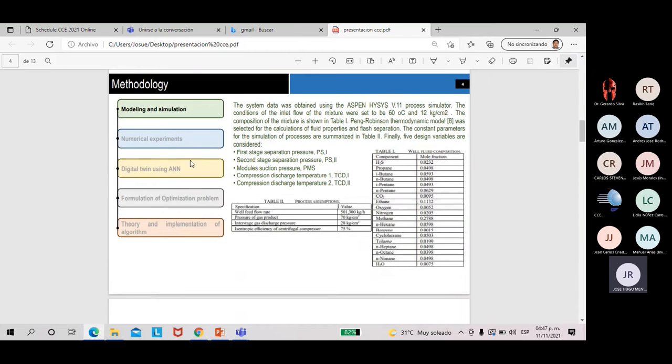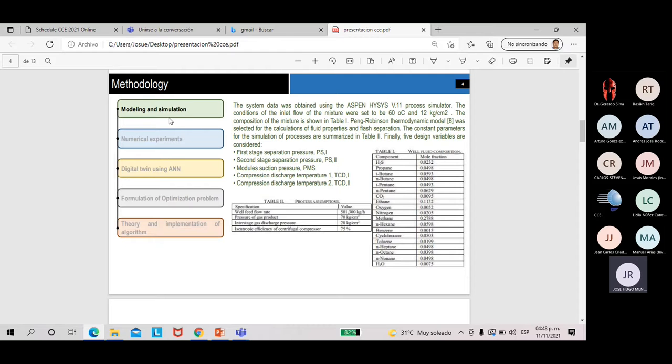Methodology. In summary, the methodology of the work was first to obtain the base case of the system. This was done using a commercial simulator, and later a digital twin model was generated using an artificial neural network. Finally, the multi-objective optimization problem was addressed considering the two objective functions, restrictions, and search space. We are going to describe each step of the methodology.